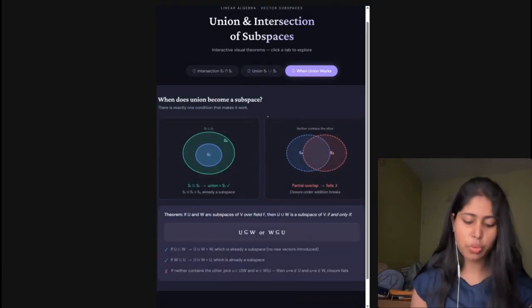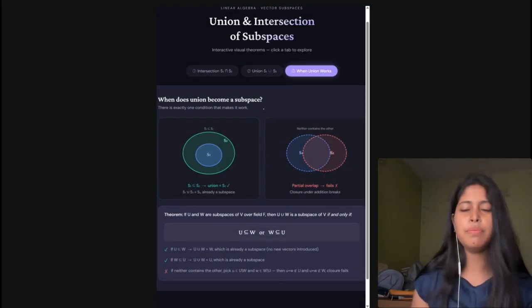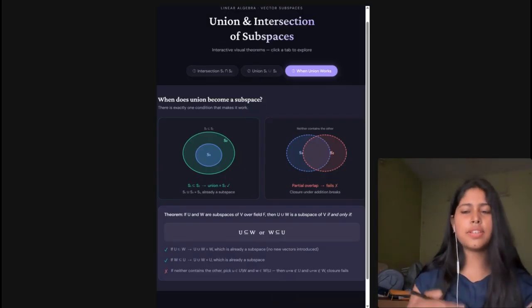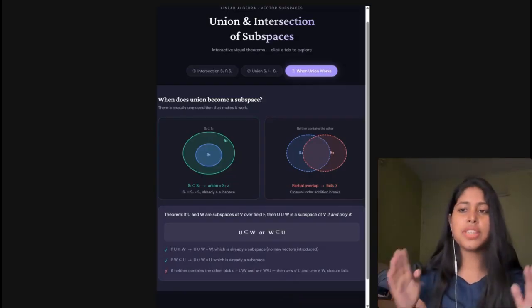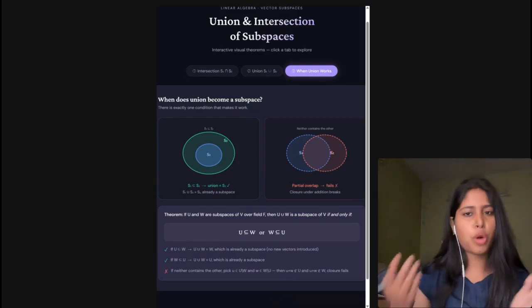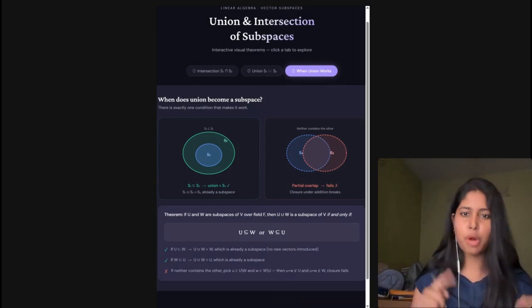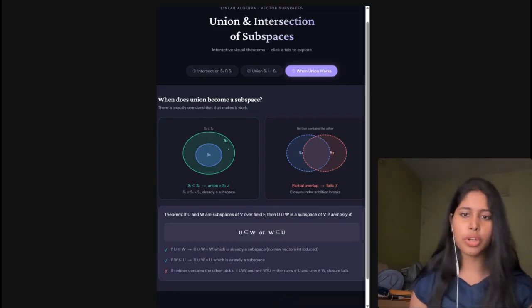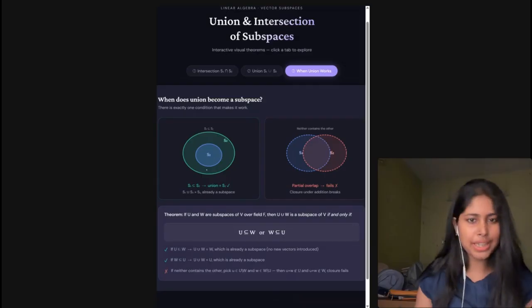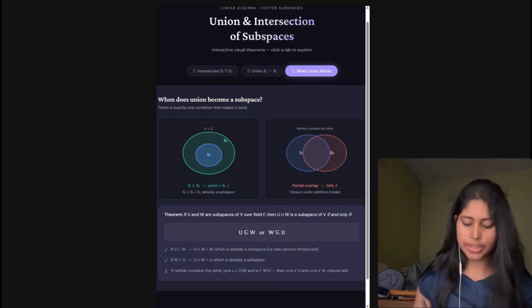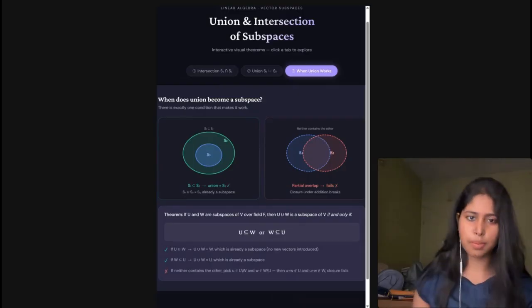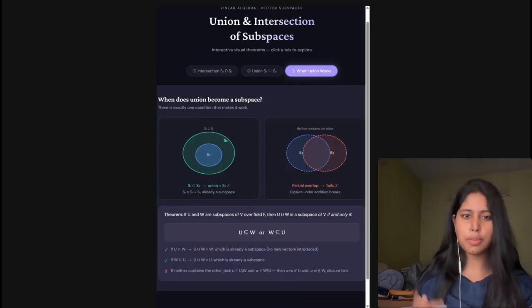When does the union become a subspace? As you can see here, U union W is a subspace if and only if U is a subset of W or W is a subset of U, which basically means that one must contain the other. Okay, as you can see, if S1 is completely inside S2, then S1 union S2 equals S2, which is already a subspace. All right, that was the basic recap for the subspace portion.